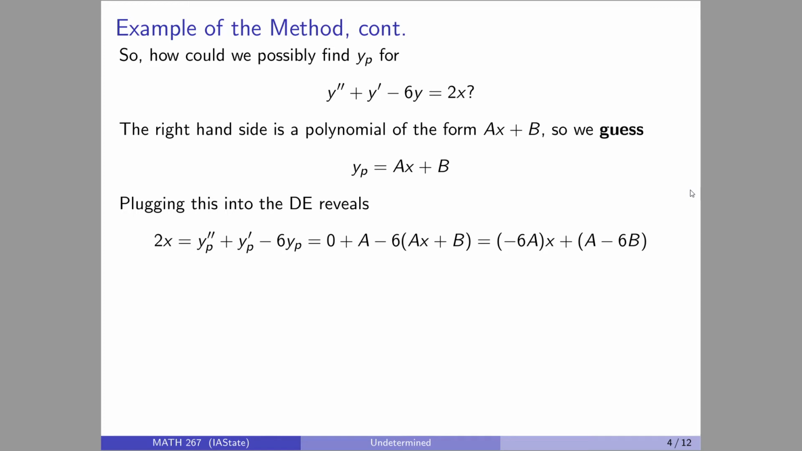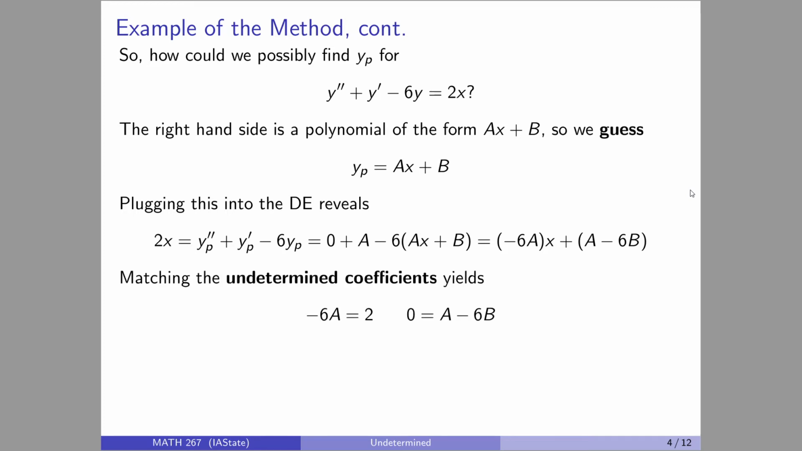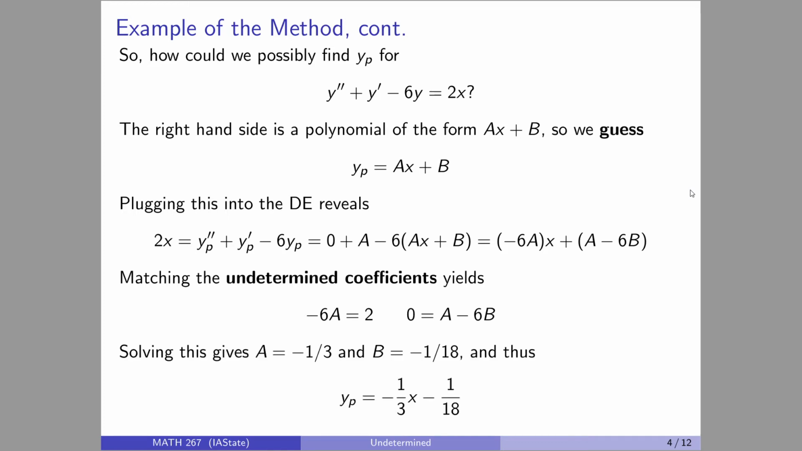If your polynomials have different coefficients, they do not equal each other all the time. They might overlap, but they don't equal each other all the time. This is saying that they are literally equal. The only way that could happen is if the undetermined coefficients matched up. So negative 6a equals 2, and a minus 6b equals 0. This is not the hardest thing in the world to solve.